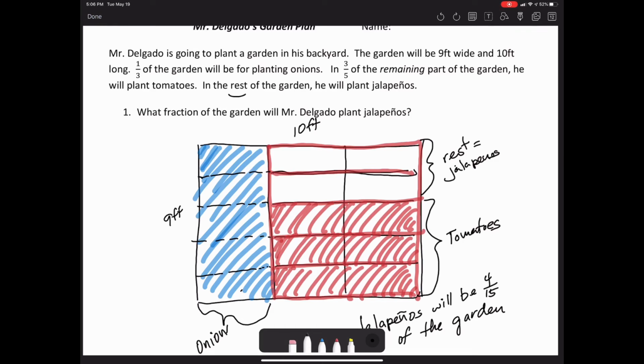Well, if I multiply the length times the width, 10 times 9, I'll find the area for the entire garden, which is the whole thing, and that would equal 90. But the section for tomatoes is only this portion of that 90. But I can see that the 90 is cut up into 15 equally sized pieces. So if I divide 90 by 15 equal parts, 90 divided by 15 would equal 6. That means that each part would have 6 square feet in it.